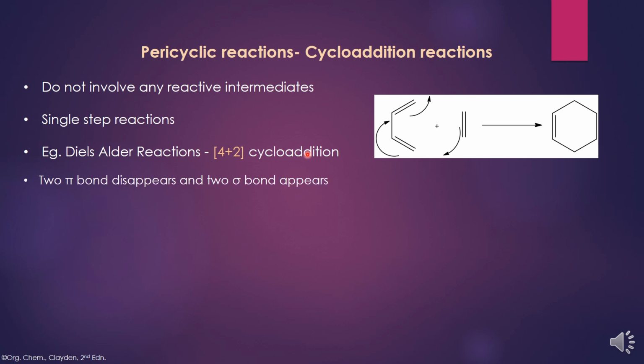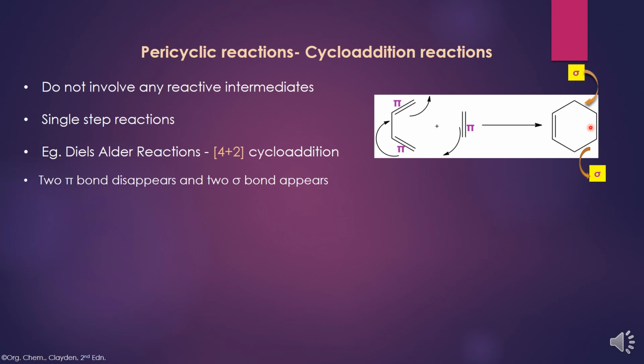Here also we can see that in the reactants there are 3 pi bonds, but when it comes to the product we can see only 1 pi bond. That means 2 pi bonds have disappeared, whereas 2 new sigma bonds have appeared. So in a 4+2 cycloaddition Diels-Alder reaction, two pi bonds disappear and two sigma bonds appear.